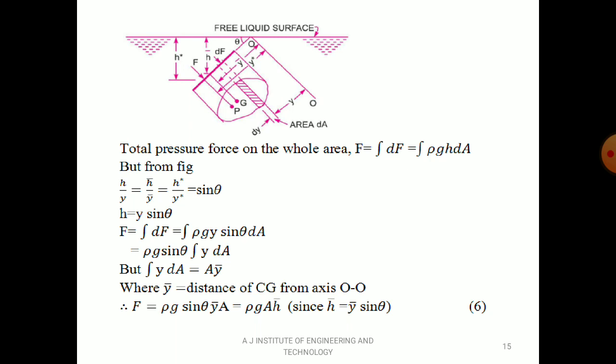You can see from that relation, h by y equals h bar divided by y bar equals h star divided by y star equals sine theta. So the expression for h bar is y bar into sine theta, and we can replace y bar sine theta by h bar. So F equals rho g into A into h bar. Since h bar equals y bar into sine theta, take it as expression 6.